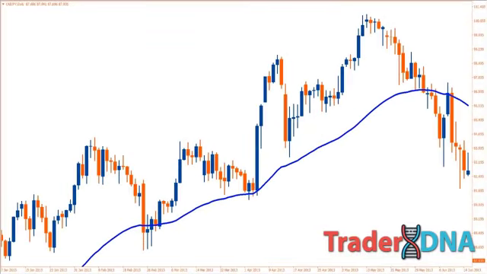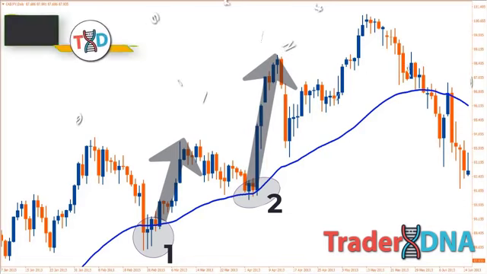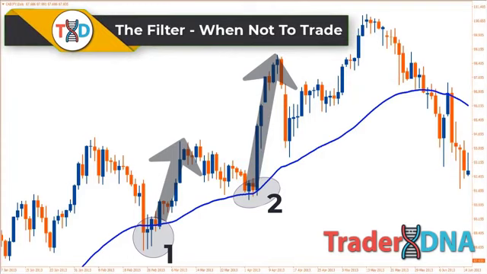Let's look at some of the points on the same chart that we might be interested in. Notice how each of the two touches of the 50 EMA result in a bounce, and that they occur as a follow-up to a strong move prior. It is not uncommon for price to bounce harder from the 50 EMA the more time that it spends away from it. The filter. When not to trade.